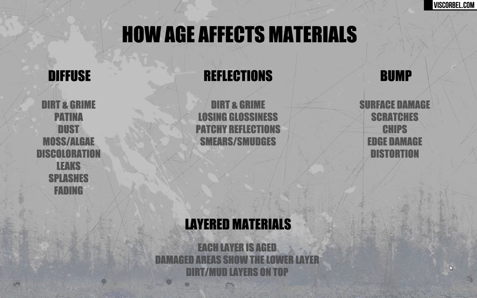Right, and then you have the layered materials, which are basically composed from multiple simple materials. So let's say you have lacquered wood, you have the wood material and lacquer on top, and perhaps even some dirt on top of that lacquer. So for those layered materials, each layer is aged with these same techniques, and the damaged areas usually show through the lower layer, and you can also get some dirt and mud layers on top of the object.